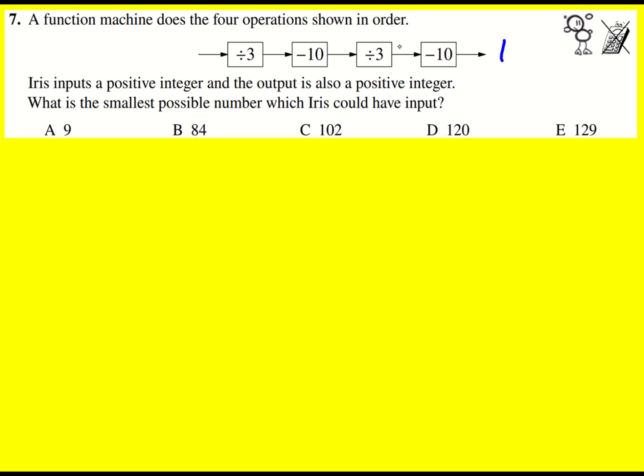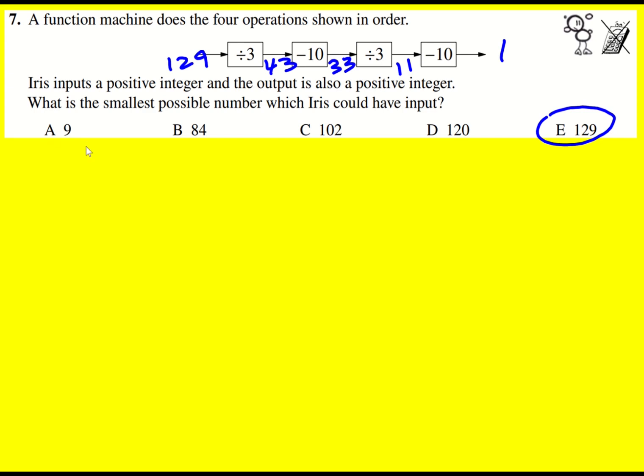So I now do the inverse function machine essentially. So here I'm going to add 10 and I'm going to get 11 at this stage. Then I'm going to times by 3 to give 33. Then I'm going to add 10 to give 43. And finally times by 3, which gives 129. So actually it has to be 129. The others would have either give, I think 120 gives 0, and the others will give a negative. I really like that method.